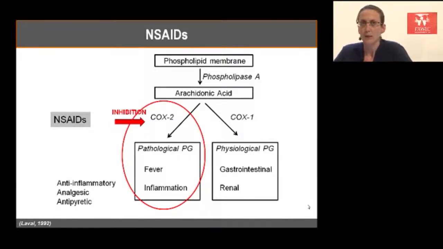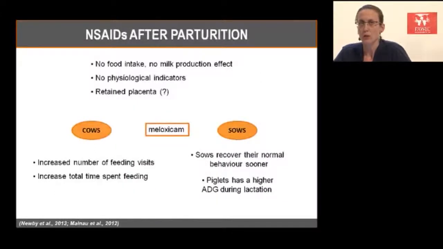And regarding the different studies using non-steroidal anti-inflammatory drugs after parturition, we can say that no study found differences in food intake or milk production, and no study found differences in the physiological indicators. Moreover, it's necessary to say that flunixin meglumine administered after calving increased the probability of retained placenta, and probably that is one of the consequences of the side effects on the decrease of physiological prostaglandin.